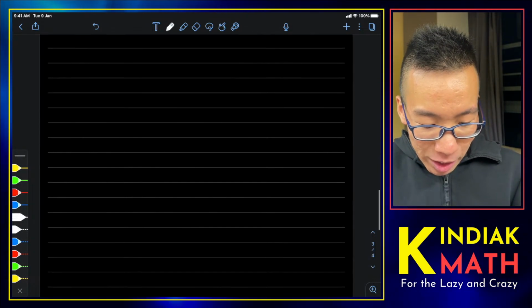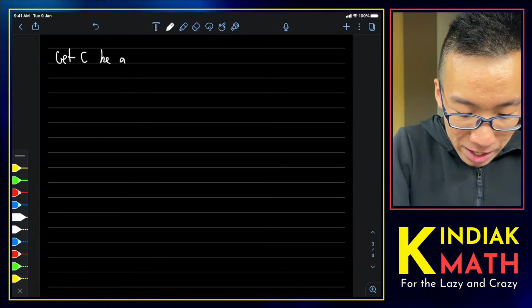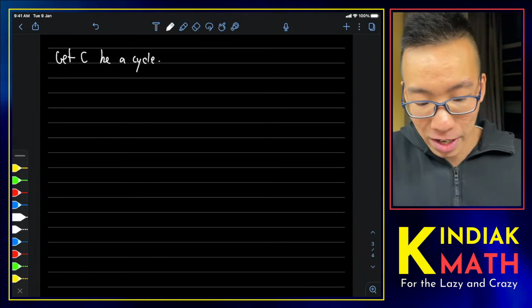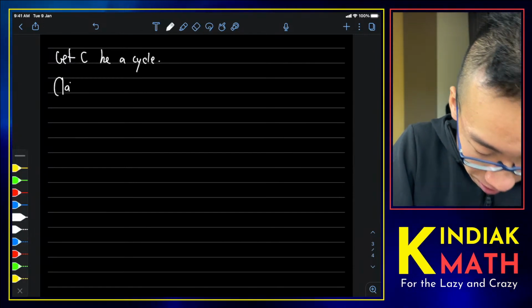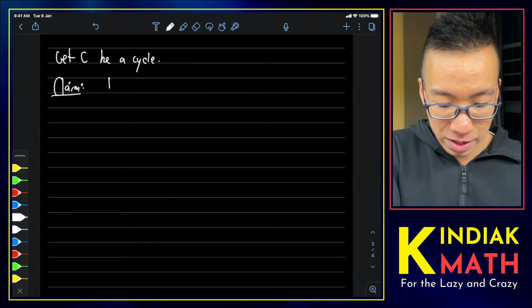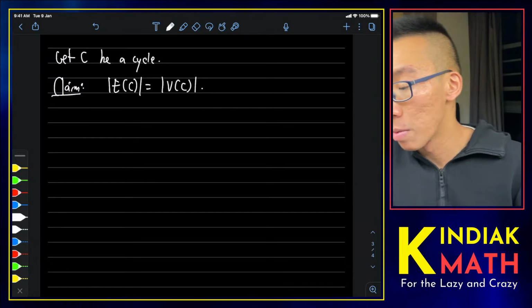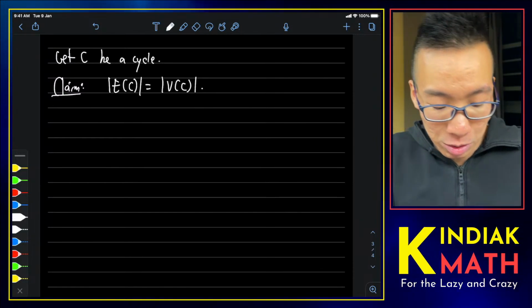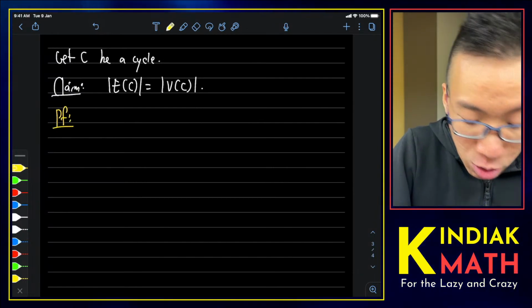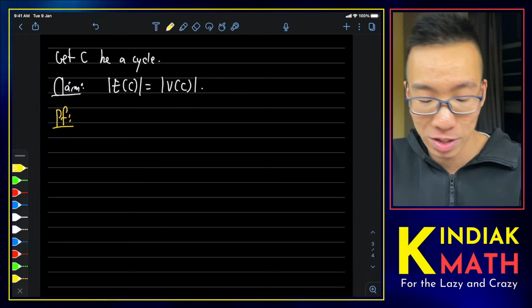On that note, we can talk about cycles. So we're going to let C be a cycle, and the claim we need to prove here is that the number of edges in C is the number of vertices in C. Once again, you could take a particular approach to this. What I like to do is use induction on this. It's actually a really good exercise for you to try to use induction on this.